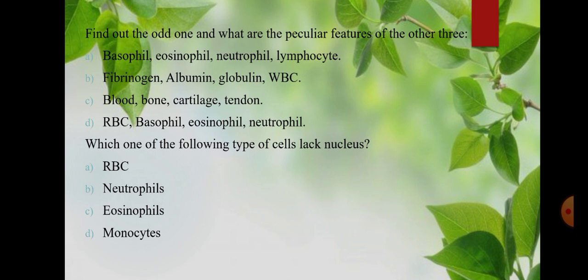Okay. Now the last question of this session. Which one of the following type of cells lack nucleus? Yes, it is RBC. Also, thrombocytes lack nucleus. Okay. So with this, we come to the end of today's topic. I hope everyone has understood this topic very clearly. We have also discussed many questions regarding this topic.